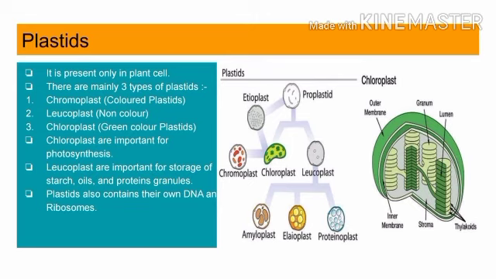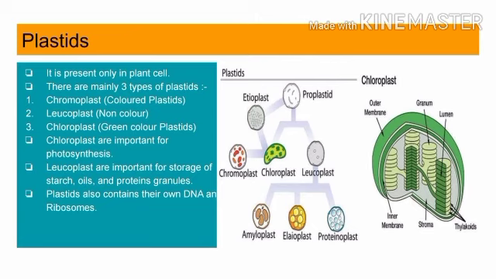Plastids. They are present only in plant cells. There are mainly three types of plastids. First one is chromoplast, colored plastid; leucoplast, non-colored; and chloroplast, green colored plastid. Chloroplasts are important for photosynthesis. Leucoplasts are important for storage of starch, oils, and protein granules.